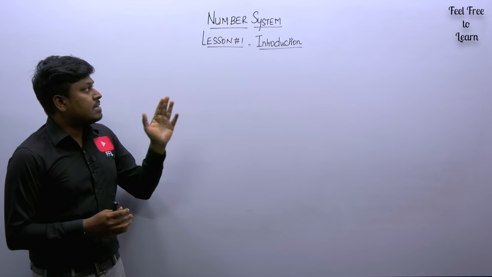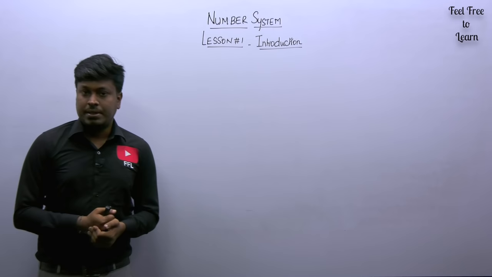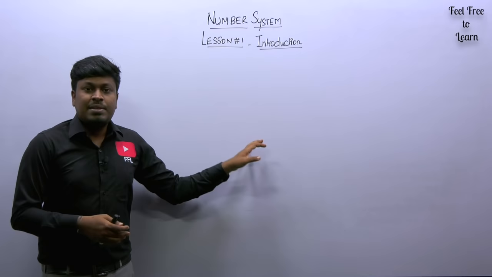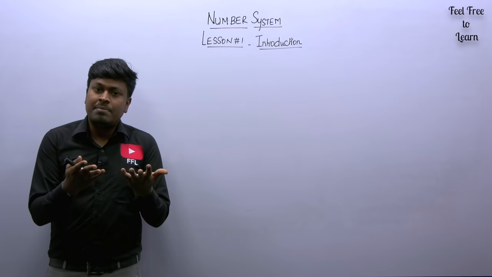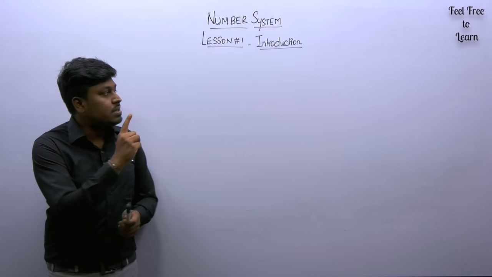In this lesson number one on the topic number system, we are going to learn an introduction to it. Before solving questions on the topic number system, in this video we can learn some of the important points to remember. If you take the number system, a quantitative aptitude topic, it is very easy. If you are going for any competitive exam, even a campus interview, you can see a minimum of one question from this topic and a maximum of two or three questions.